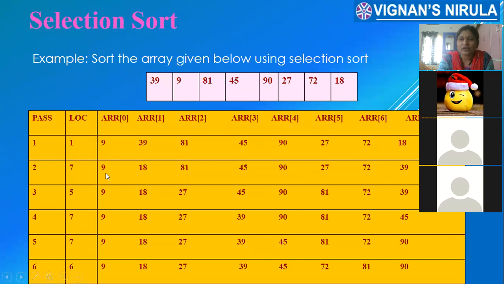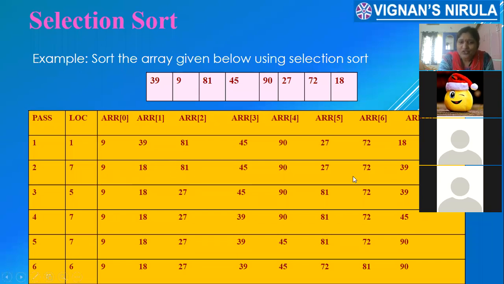So after the second pass, what are the elements? 9, 18, 81, 45, 90, 27, 72 and 39. After the second pass, A of 0 and A of 1 are in the sorted array. This is the unsorted array. What is the unsorted array? 81, 45, 90, 27, 72, 39 is the unsorted array.